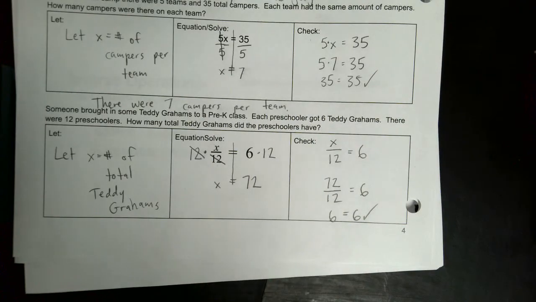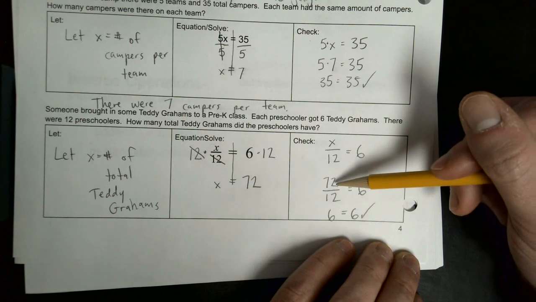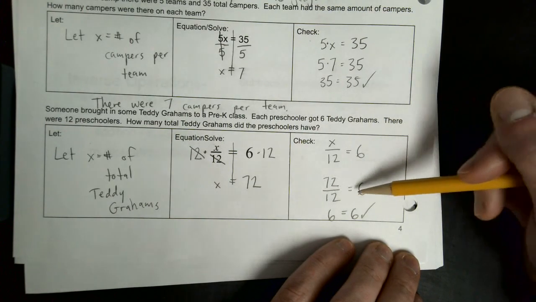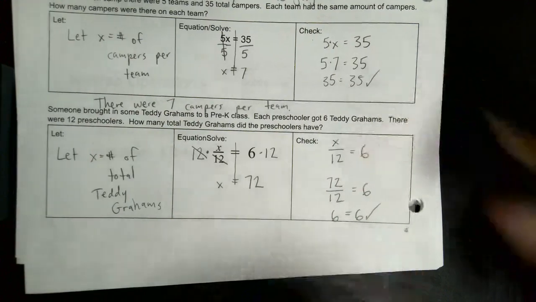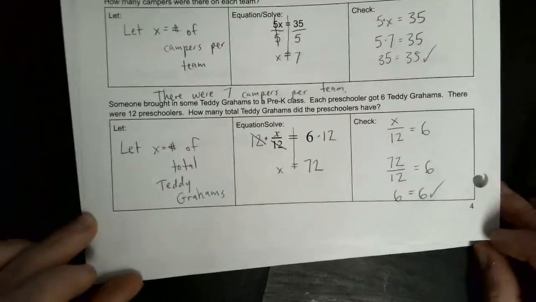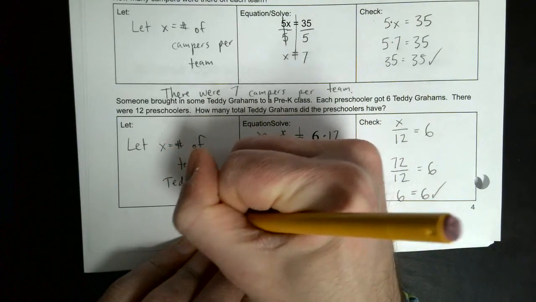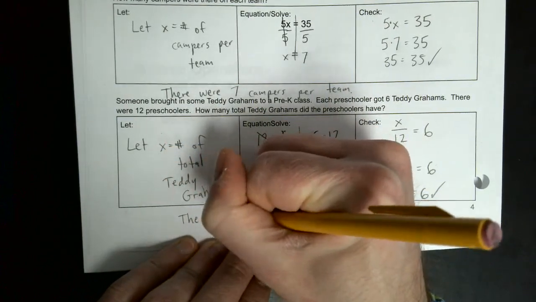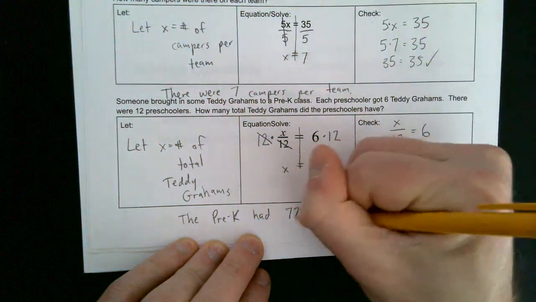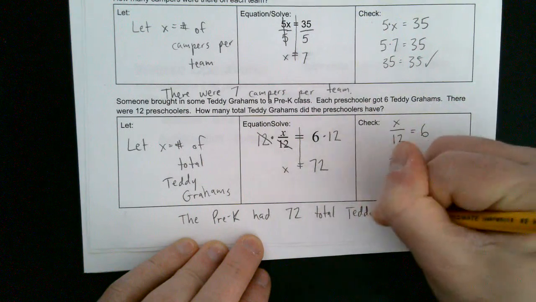That checks out. The reason we do the check, let's say I got 24. If I got 24 for some reason, 24 divided by 12 is 2, and 2 is not equal to 6. So this step is really important, and again, it's a check. It's checking to make sure that we got the right answer. All right, so how many total Teddy Grahams? The pre-K had 72 total Teddy Grahams.